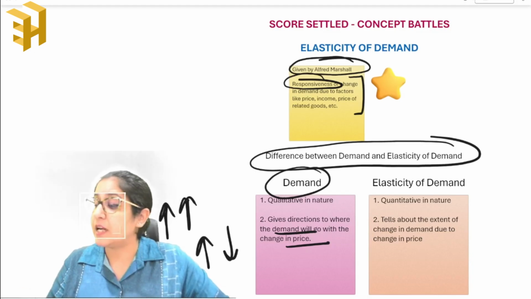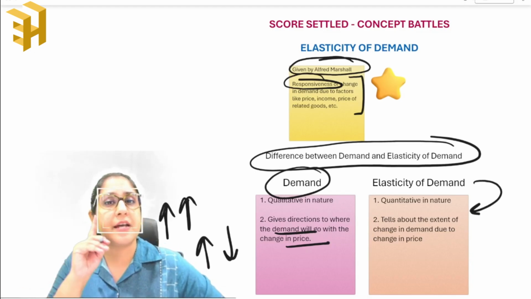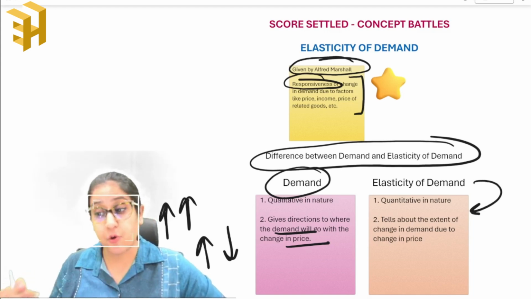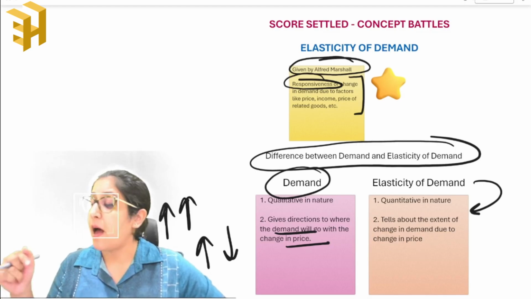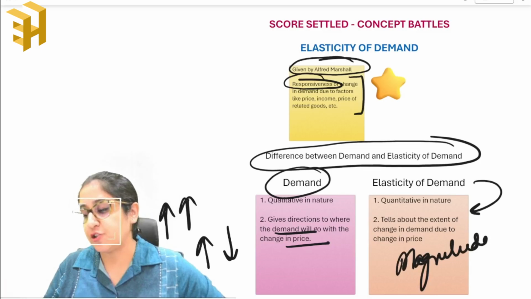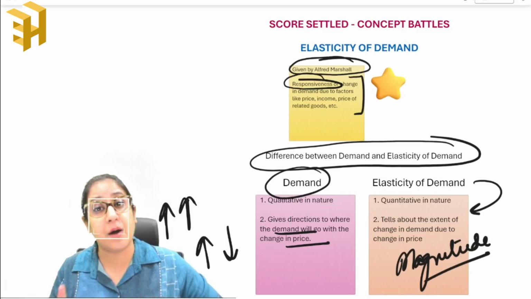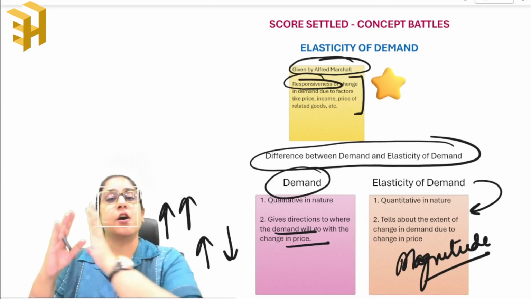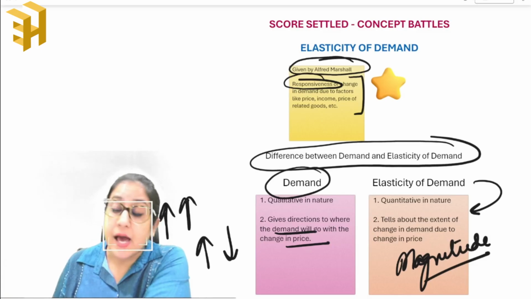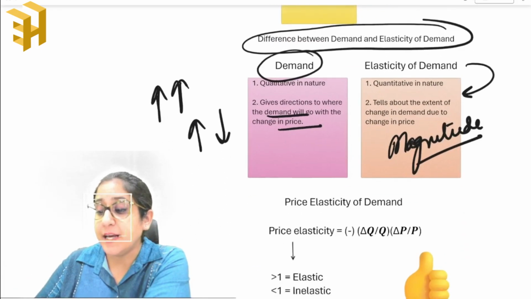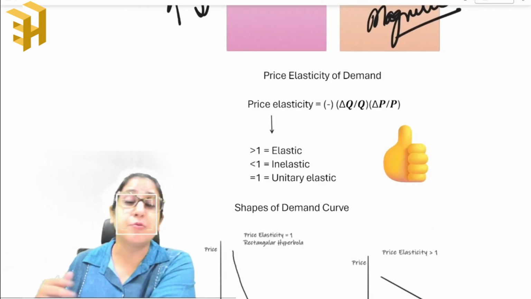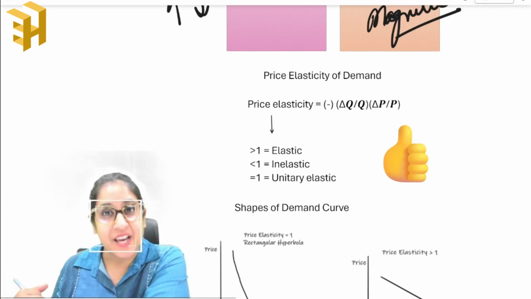On the other hand, elasticity of demand tells you the extent of that change. It will tell you the direction as well, we'll go about it in a few minutes, but it will also tell you the magnitude of that change. How much is your demand actually changing with a change in price? That's what elasticity of demand tells you. And in this video, we are only going to focus on price elasticity of demand. Other elasticities of demand will be taken up in the next video.